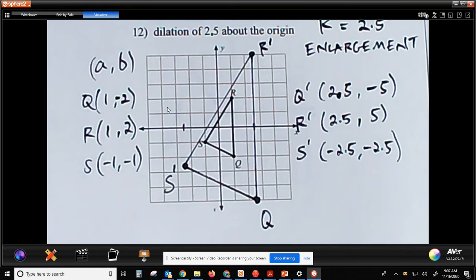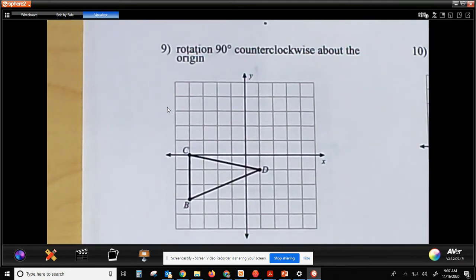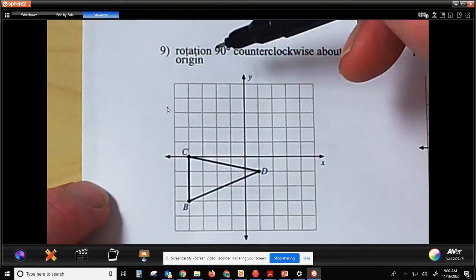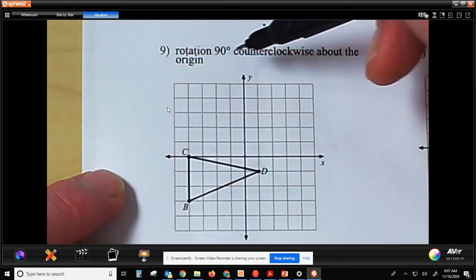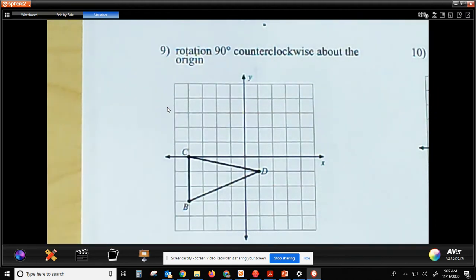Number 9. Ooh. Rotation 90 degrees counterclockwise about the origin. I like it. Number 9, Jason says. Thank you. Rotation 90 degrees counterclockwise about the origin.